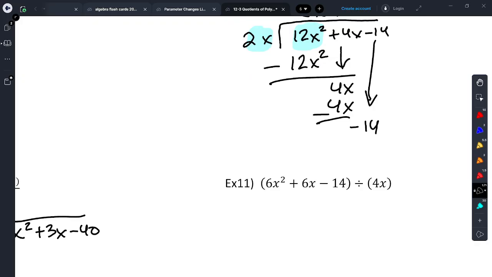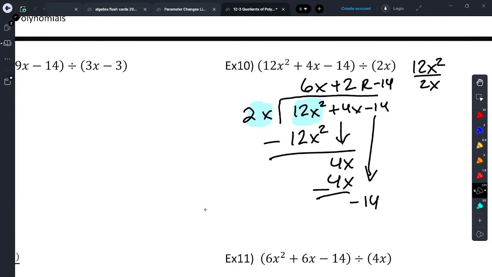See how much easier that was? All right. So what do I get? What's my final answer? 6x plus 2 minus 14 over 2x. And if I really wanted to show off, I could actually simplify that. The best answer is 6x plus 2 minus 7 over x. Do you understand where the 7 over x came from? Divide numerator and denominator by 2. Easy?